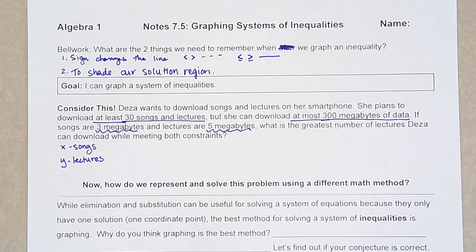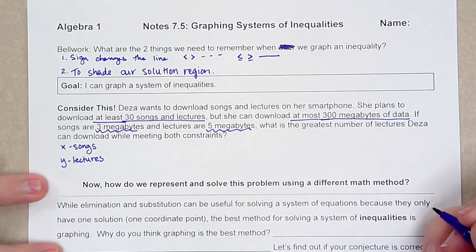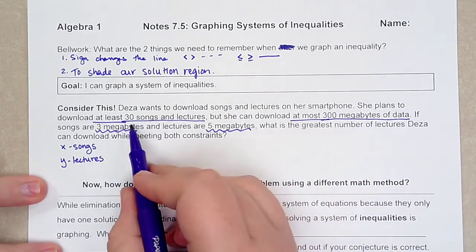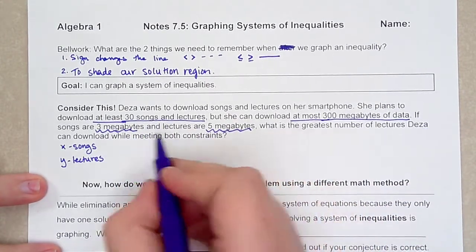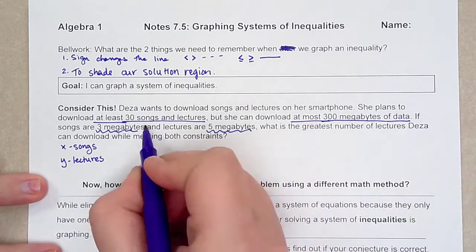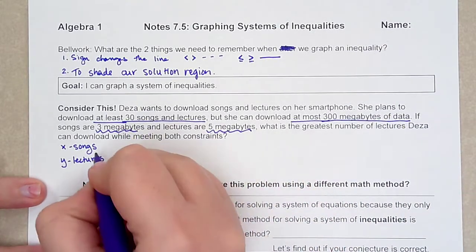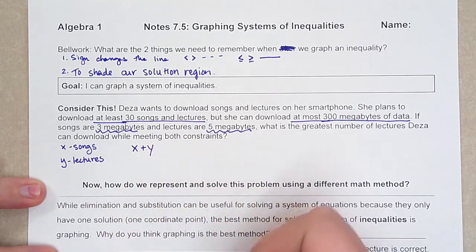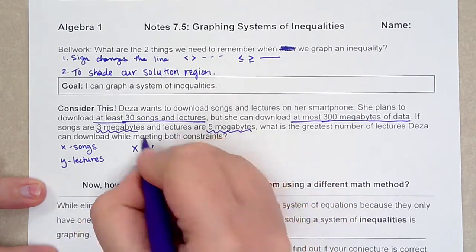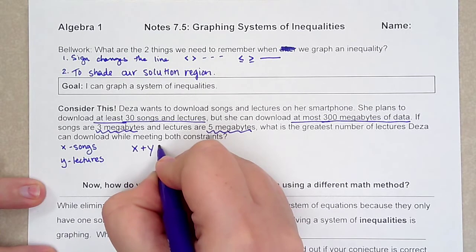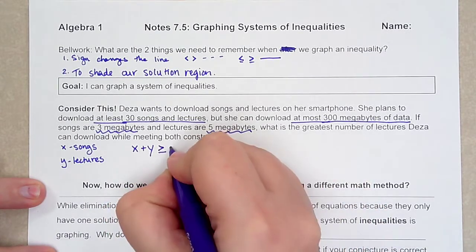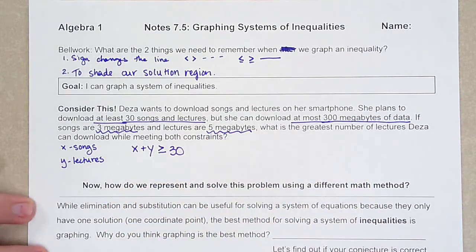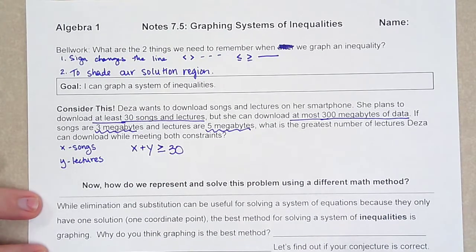All right, hopefully I had time to give that one a shot. Let's go ahead and write some equations. The first one is going to be about how many songs and lectures. It says she plans to download at least 30. So when I combine my songs and lectures, meaning when I add them together, the number has to be at least 30, meaning x + y is greater than or equal to 30.